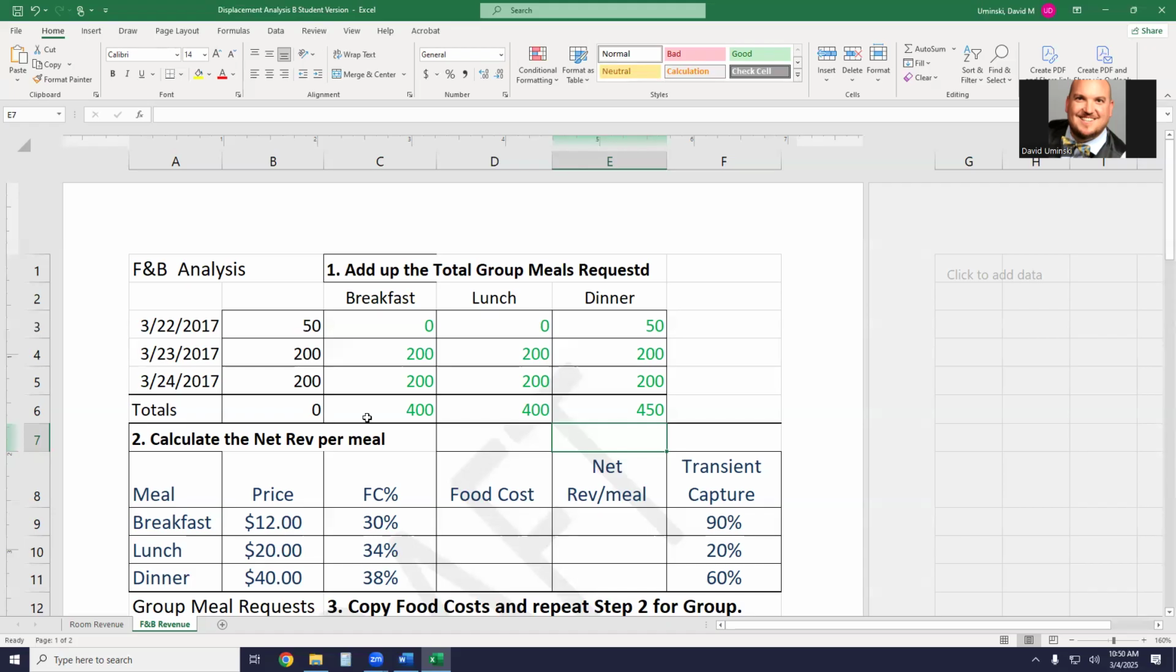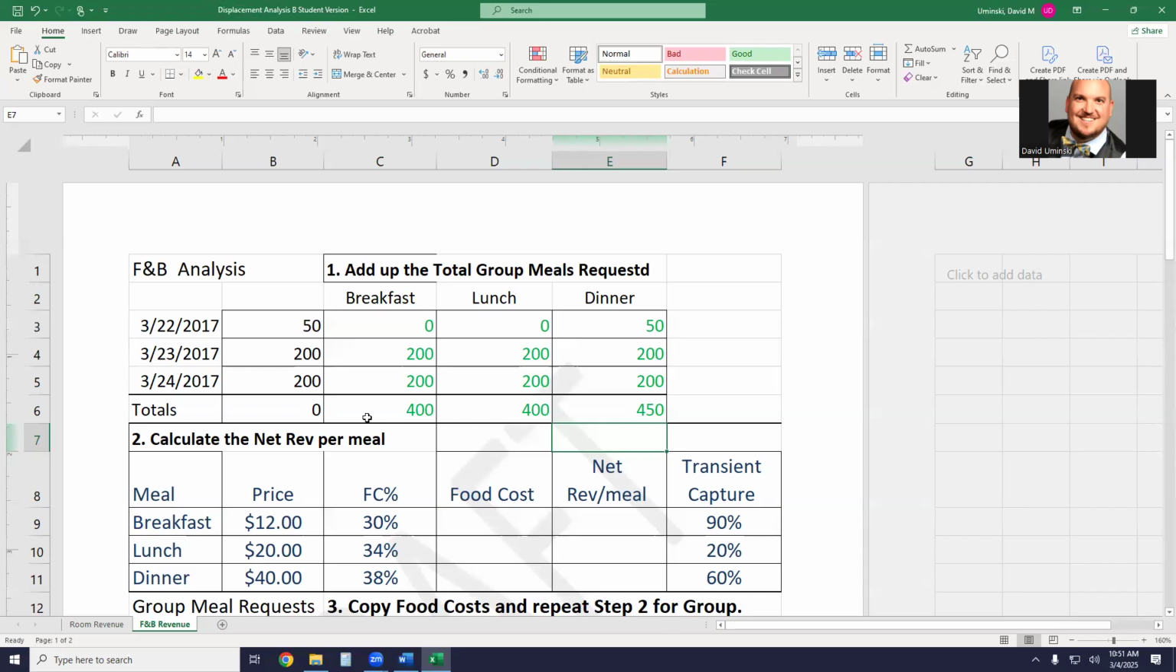All right, so the next thing we want to talk about is the net revenue per meal. What does net revenue mean? Think about what we talked about last class, when we talked about the net revenue per room. What does net revenue mean? Like the cost. Yeah, so it's what our selling price is minus what it costs us to make that particular item.